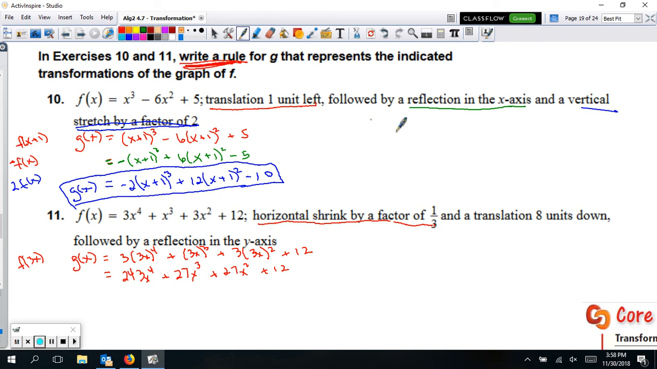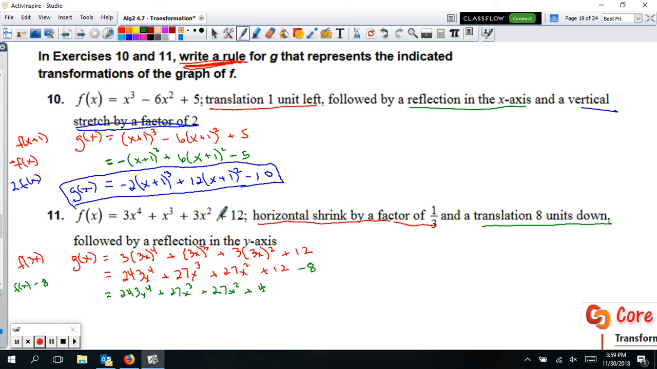Let's go with the second one now. It says translation 8 units down. So what that means we're going to do is a k number, so we're going to see f of x, and we're going to subtract it by 8. So we just got to put a minus 8 here at the end of this. So it's still going to be 243x to the 4th, or 27x to the 3rd. All these just get copied down. But now, right here, we're going to subtract 8 from the back of this function. So 12 minus 8 would give us 4. So plus 4 at the end of this function.